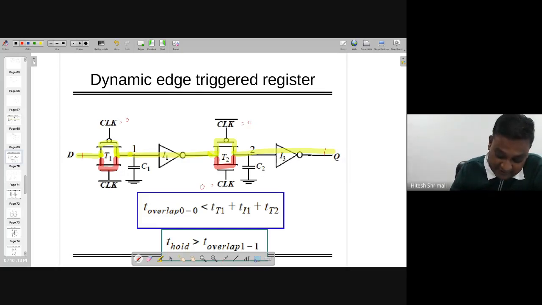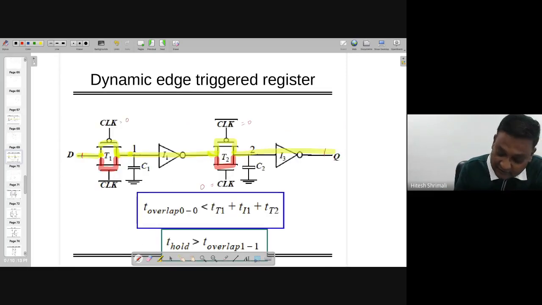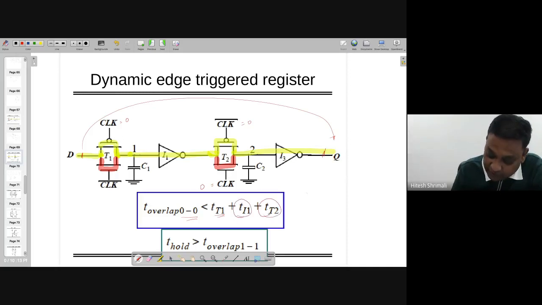So when such things are there, one possible thing is if the 0-0 overlap is much lower than the propagation from input to output. What does it mean? If T overlap 0-0 is less than the propagation delay of T1, propagation delay of I1, propagation delay of T2 altogether, you are on the safer side. No problem. That will not be transmitted at the output side.